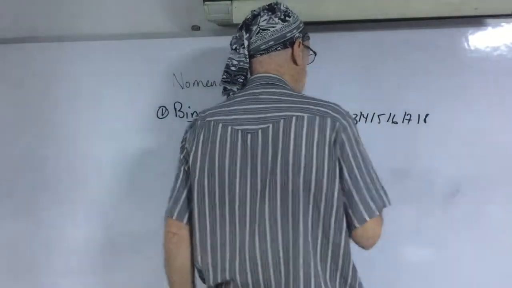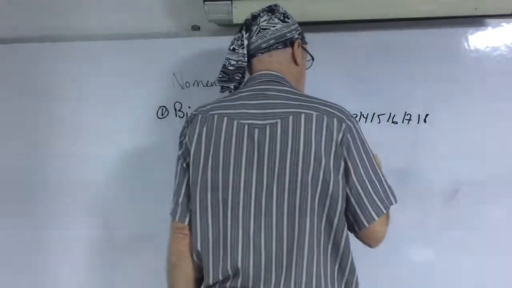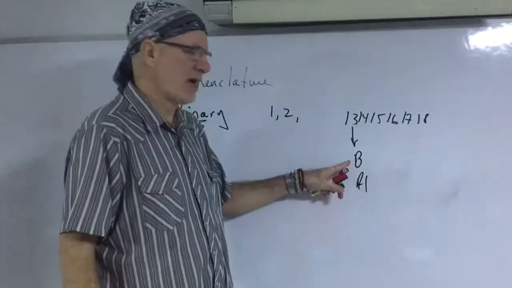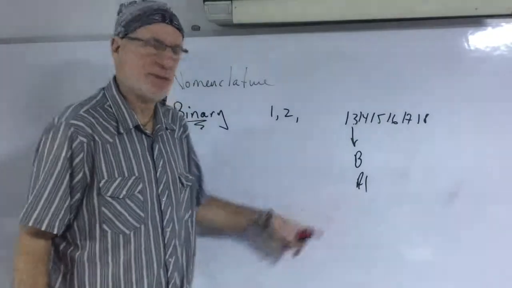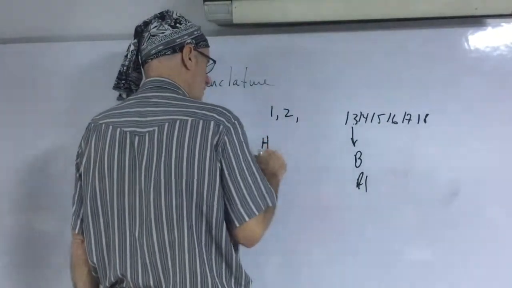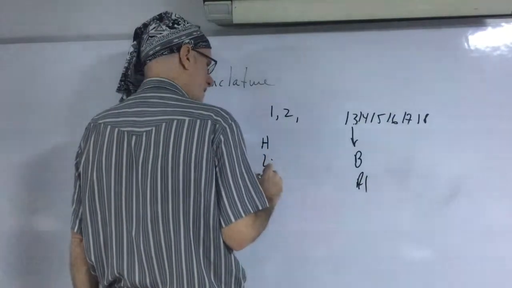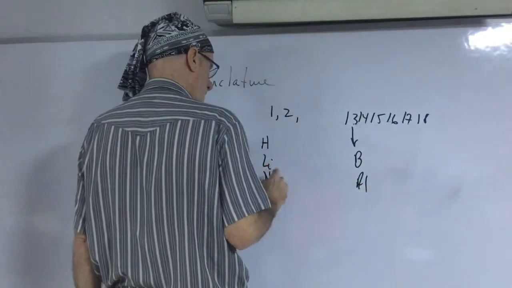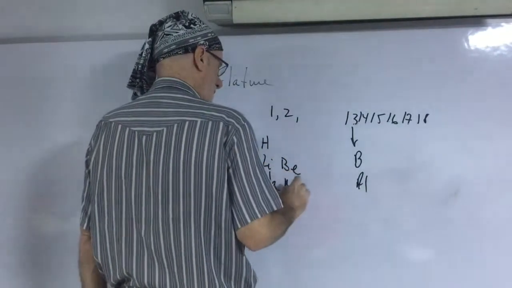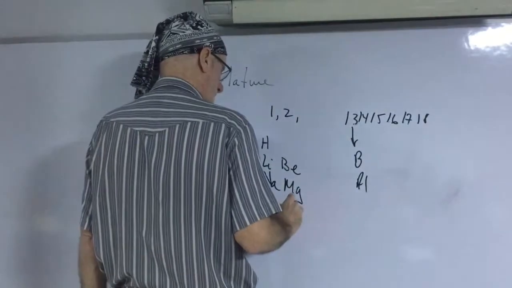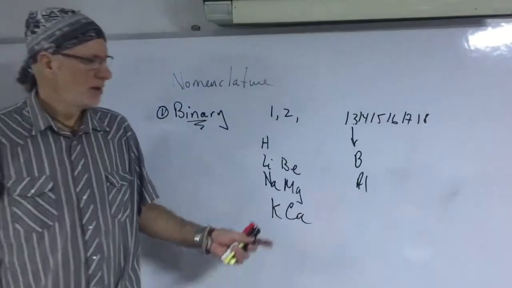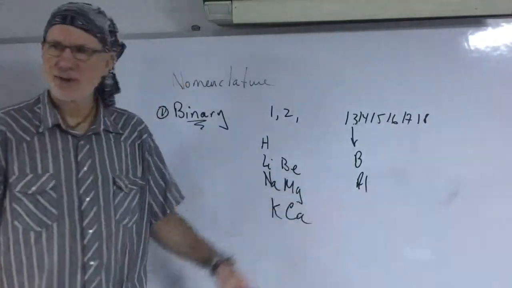So 13. This is going to be, for instance, boron and aluminum, right? Boron is up top of this column, and then aluminum is next. In number 1, you have hydrogen, and underneath that you have lithium, and then sodium. Underneath this you have beryllium, magnesium, potassium, calcium. So let's just work with those metals for now.